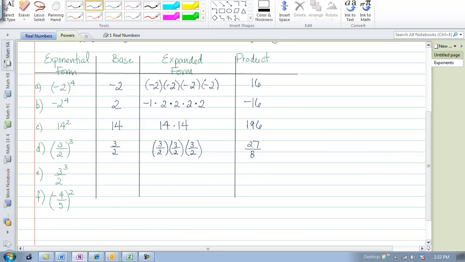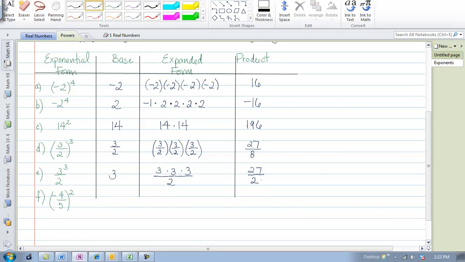In example E, we can see that we've dropped the brackets, and therefore what is directly below our exponent is just the numerator. So our base is simply 3. So in expanded form, we might show 3 times 3 times 3 just all over 2, because only the numerator is the base that is directly below the exponent. That's the only thing that's being repeated. So then we're looking at 27 halves.